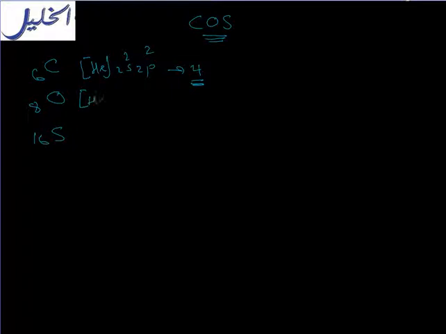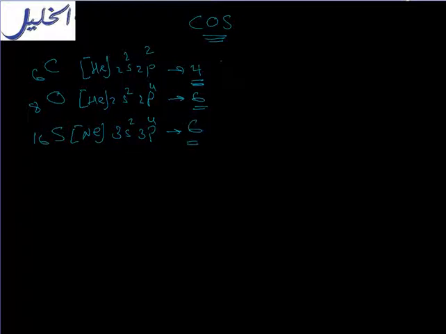Carbon has atomic number 6, oxygen atomic number 8, and sulfur atomic number 16. Carbon: helium, the noble gas, 2s2, 2p2, so it has 4 electrons in the valence shell. Oxygen has atomic number 8: helium, 2s2, 2p4. It has 6 electrons in the valence shell. Sulfur: the noble gas is neon, 3s2, 3p4. It has 6 electrons in the valence shell.